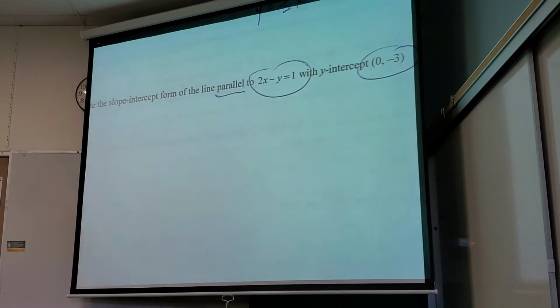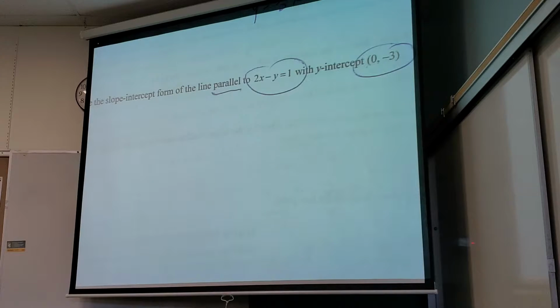So let me try this again. I said this earlier, but let me make it really in your face here. If the question says, find the equation of the line that, what two things do I need? A point and a slope. All right. So how do I determine my slope?